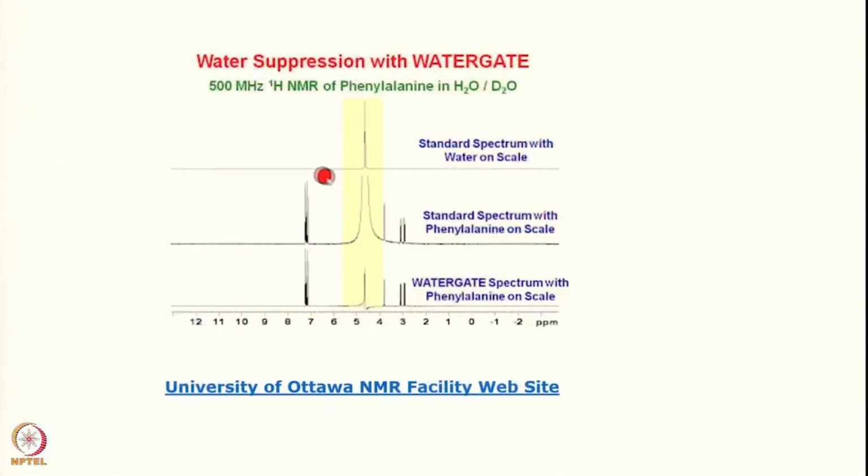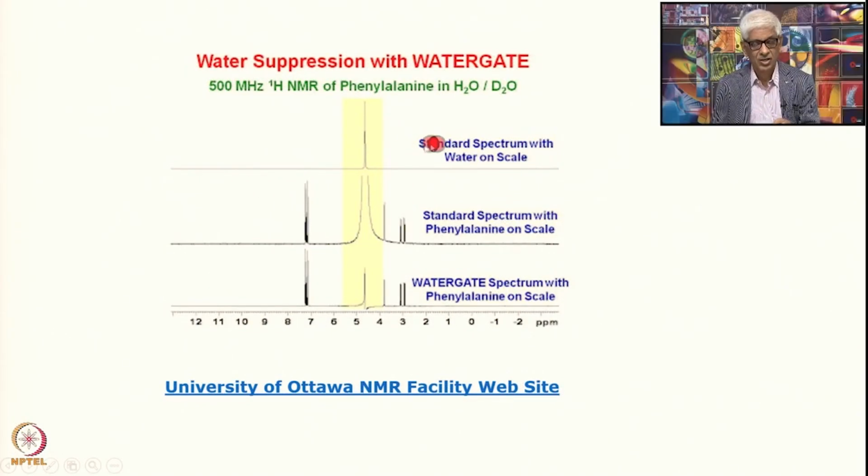This is the normal experimental spectrum recorded in water. The sample is phenylalanine dissolved in water at a small concentration. This is the normal spectrum without doing anything. The top trace is the normal spectrum, and you can only see water, nothing else. Now you blow it up, scale it up somewhat more.